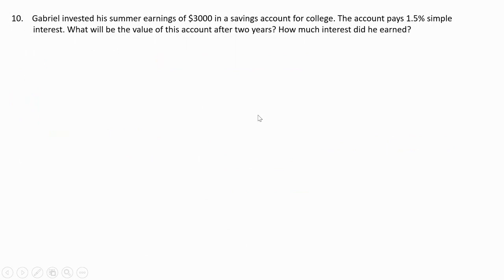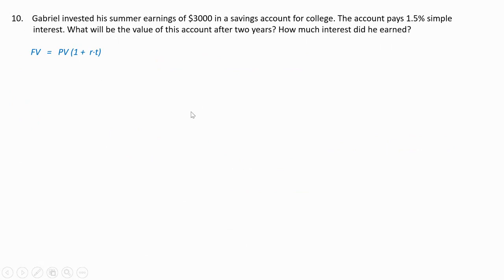Okay, now we're on to accounting, finance problems, which is, I believe, chapter 5. This is number 10. Gabriel invested his summer earnings of $3,000 in a savings account for college. The account pays 1.5% simple interest. What will be the value of the account after 2 years? And how much interest did he earn?